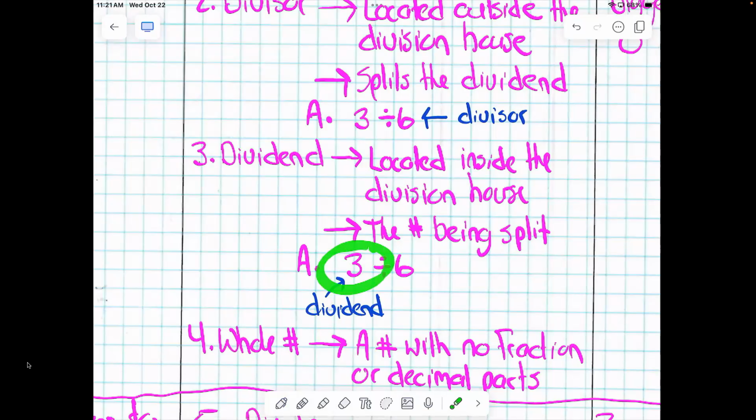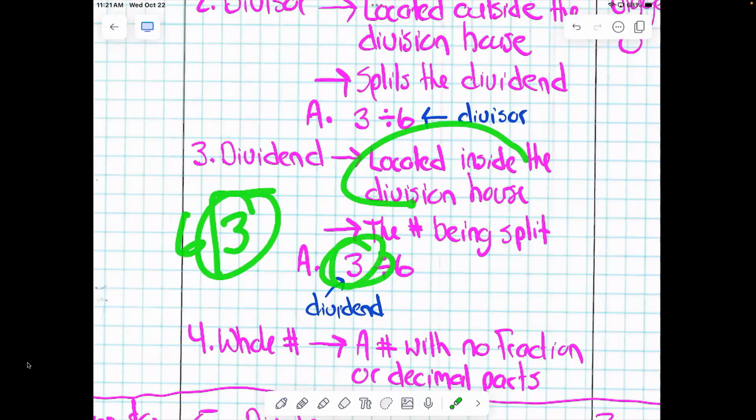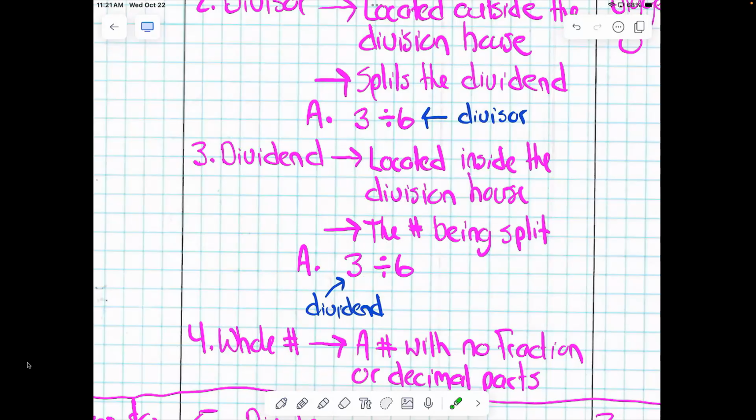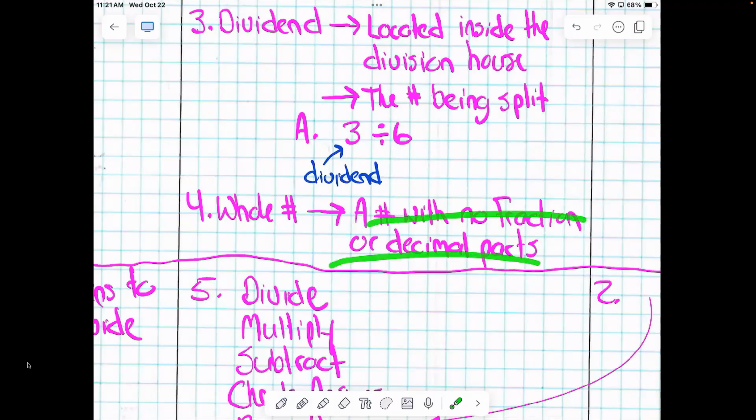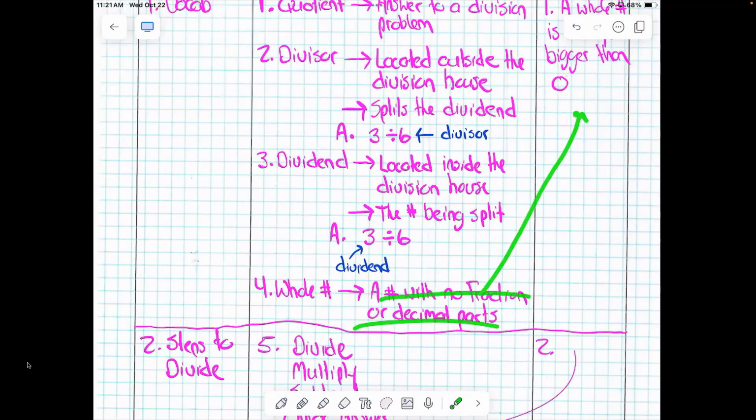What's the first number? What's this number right here? Dividend, because 3 divided by 6, the dividend goes inside the division house, right? Whole number. A whole number is a number with no fraction or decimal parts. The whole number must be bigger than what, though? 0. It can't be a whole number unless it's bigger than 0, right?